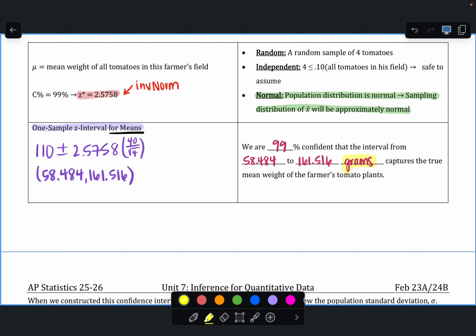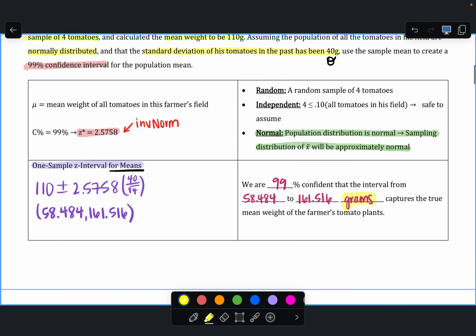You could also not have it where I do, and then have something that says like the true mean weight in grams of the farmer's tomato plants. But I think that's a little bit hard to remember compared to just like put the unit at the end of the number. So this is a 1 sample Z interval for means. Basic, not too much different from what we normally did for proportions.